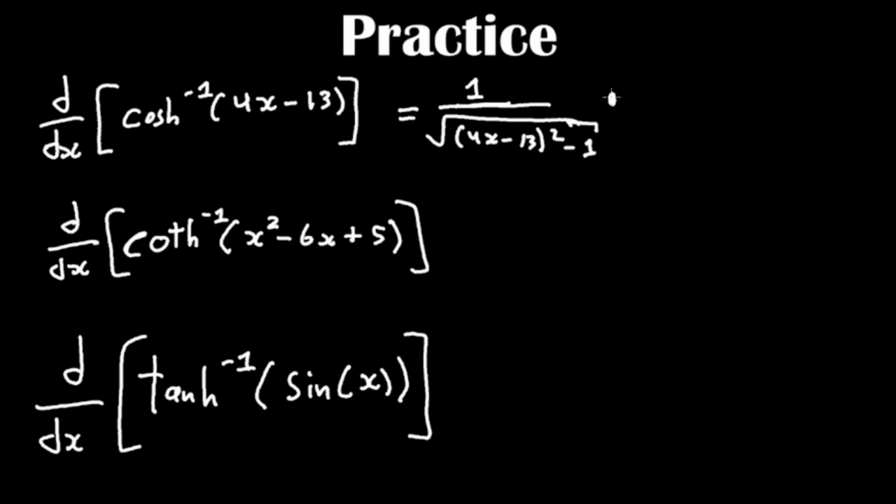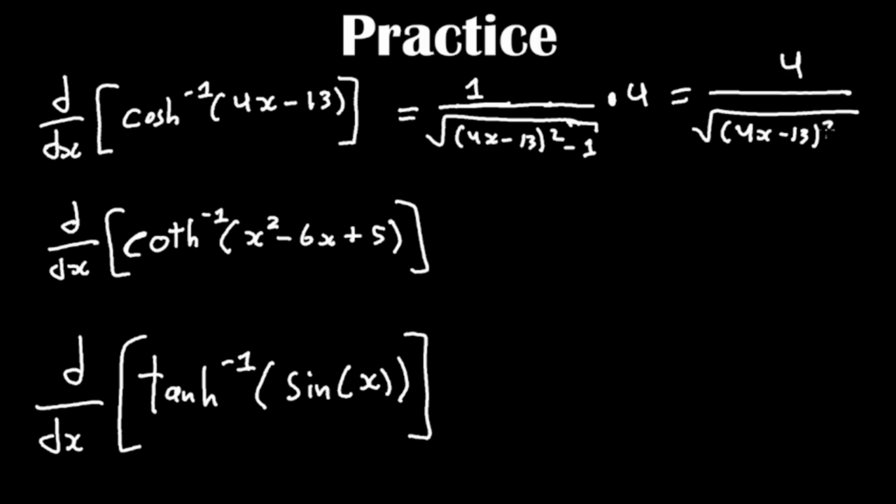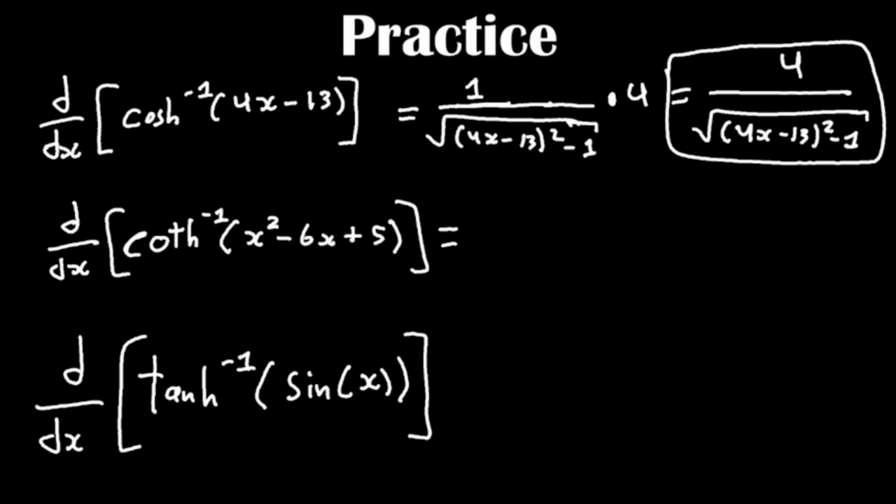Multiplied by the derivative of the inside. So the derivative of 4x minus 13 is just 4. So our final derivative is 4 over the square root of 4x minus 13 squared minus 1. Alright, now what's the derivative of the inverse hyperbolic cotangent? Well, that is 1 over 1 minus x squared.